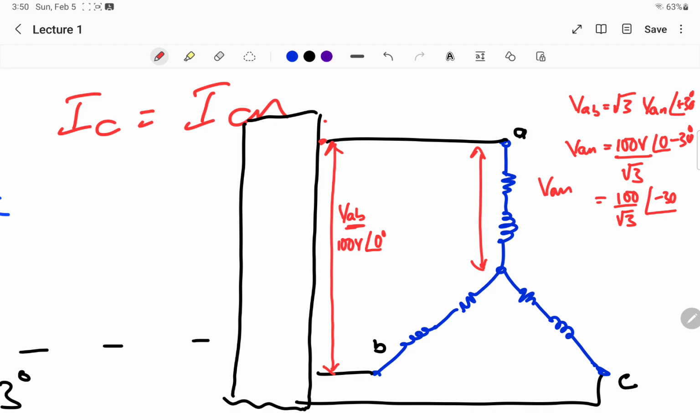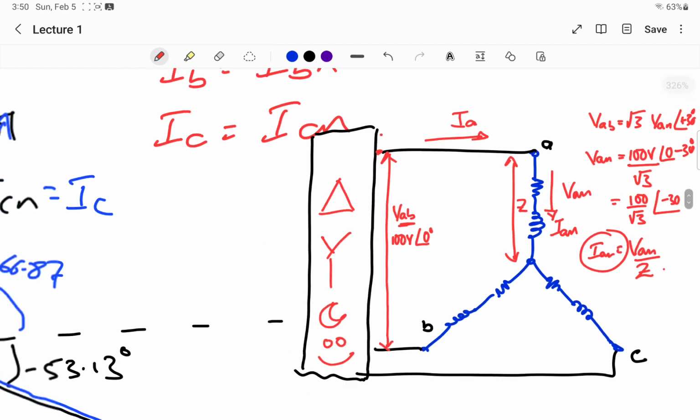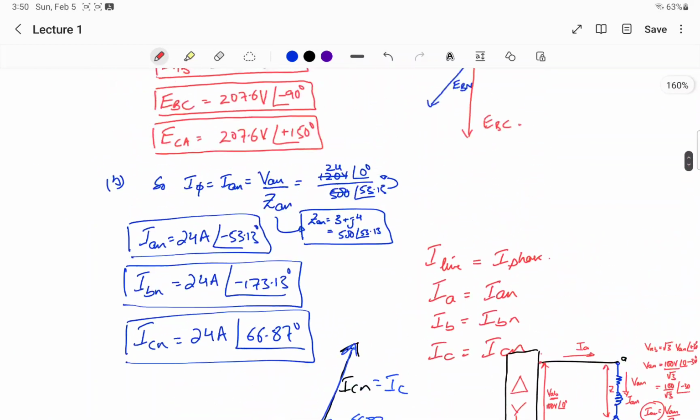Now if we have VAN, we can easily calculate IAN. How? If we know the value of Z, we can calculate IAN equals VAN divided by Z. And if we have the IAN, we have automatically calculated IA. Irrespective, here you have delta, you have star, you have moon, you have smile. But if you know these values, you can easily calculate this. Okay, I'll stop here and we'll do one more example.